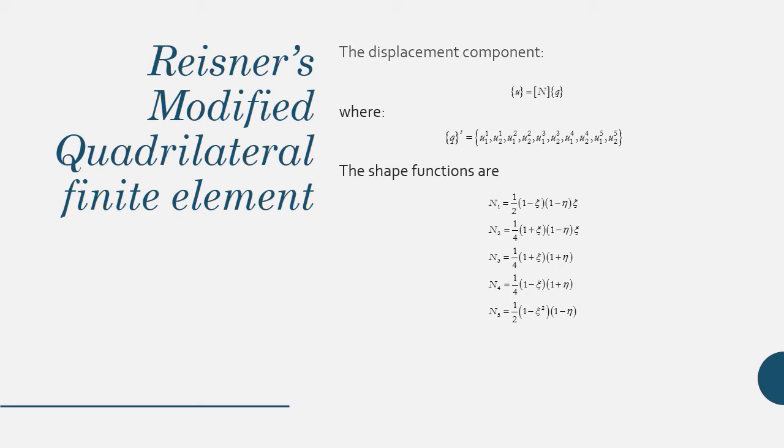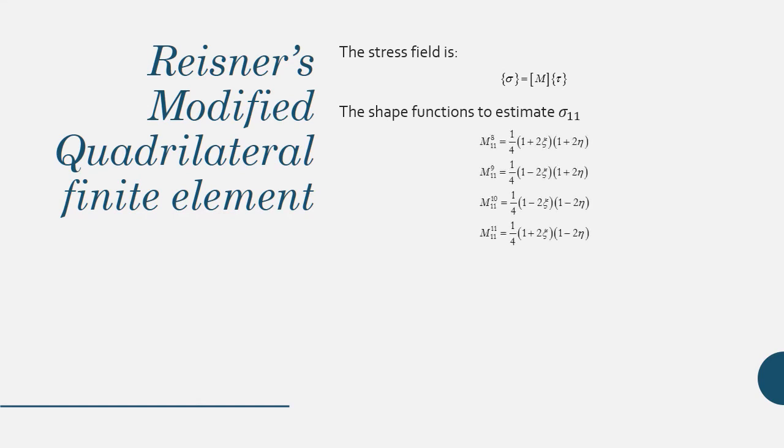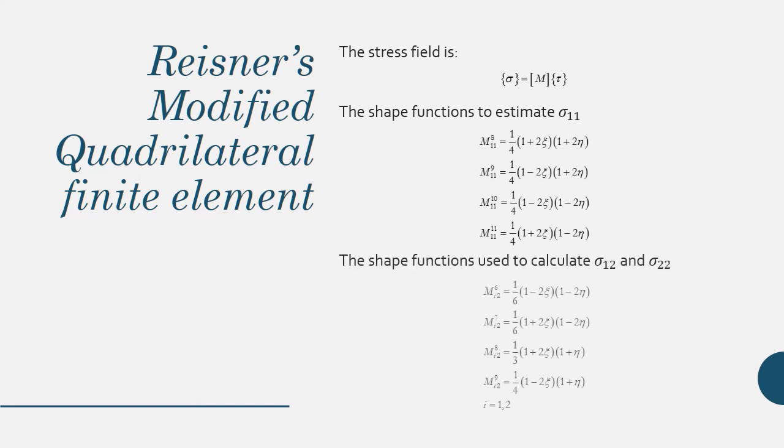Once we have the displacements, we can second do the stress field. The stress field has this equation: sigma, which is the global stresses, is equal to M, the matrix of interpolation for stresses, multiplied by tau. Tau is the nodal stresses. The shape functions to estimate sigma 11 are as follows, and the shape functions to calculate sigma 12 and sigma 22 are as follows also.